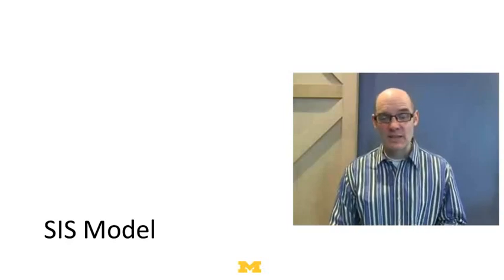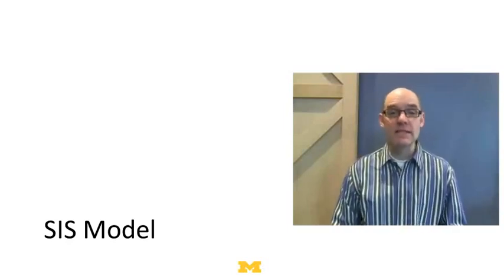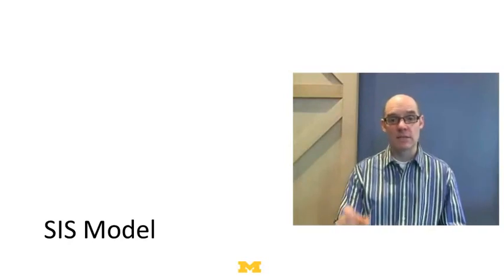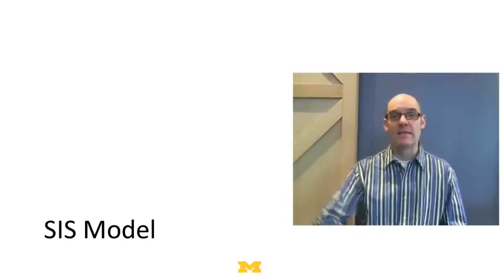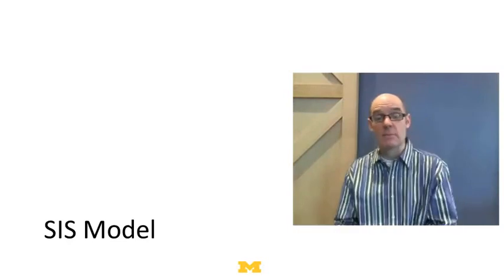So now we understand the diffusion model. We want to move on to something called the SIS model. Now the SIS model looks pretty much exactly the same as the diffusion model, except now we allow for the possibility that after someone's become infected, they can move back into the susceptible pool. So they can become recovered in a sense, but then they're also susceptible again.